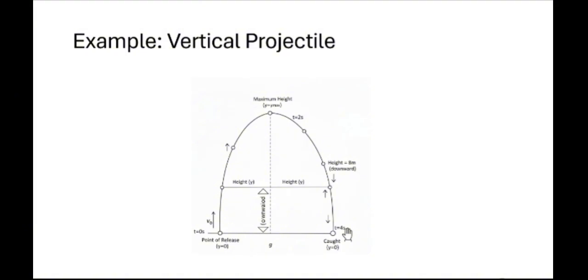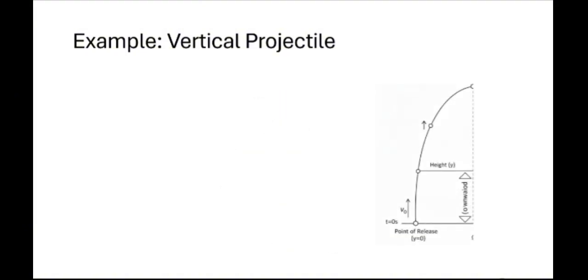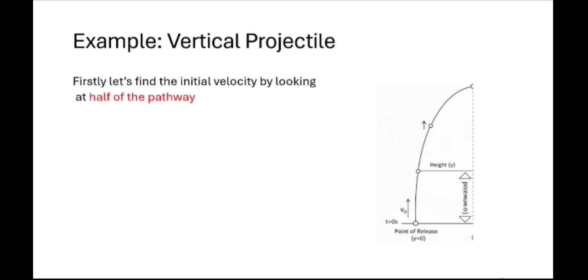Right, now let's start solving this problem. Firstly, let's find the initial velocity by looking at the pathway in half. We're just going to consider 1/2 of the pathway. From there, we're going to look at the max height. The reason is that we know that at the maximum height, the final velocity is 0, right? Because if we know that the VF is 0, then we can find the V initial, since we have the time it took, which is 2 seconds in this case.